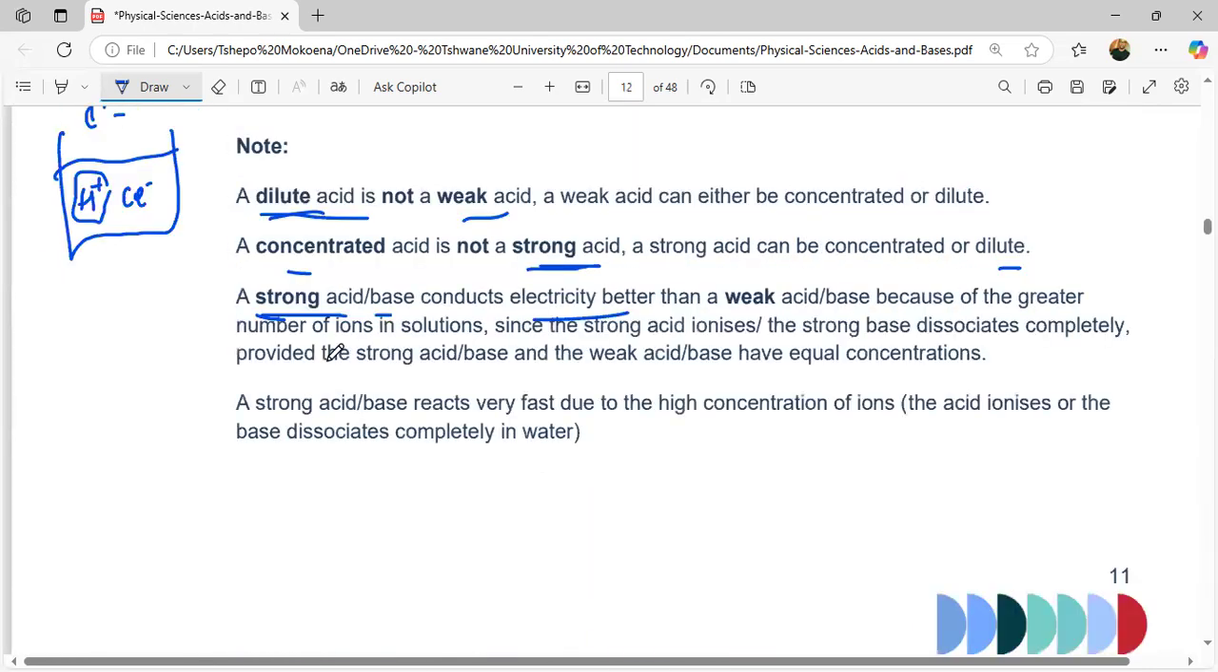So that's why here we say strong acids conduct electricity better than weak acids and bases, because of the greater number of ions in a solution, which is what I have already explained. Okay? Awesome. The same applies to bases.